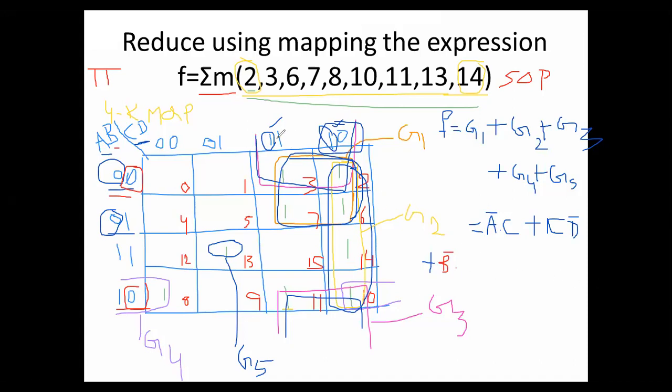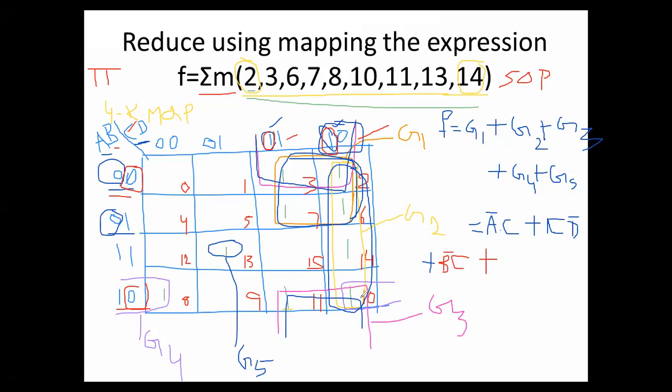Next, what about CD combinations here? CD: 0 1, 1 1 and 1 0. Which is common here? This one and this one. This belongs to which variable? C variable. C equal to 1 means what is the representation? C. So B bar C, plus what about group 4?